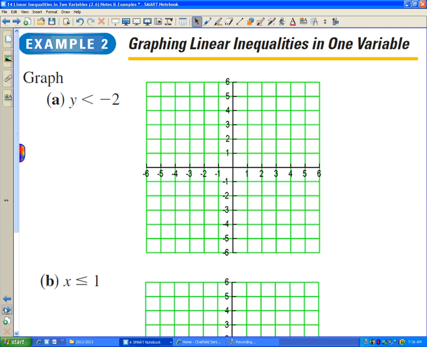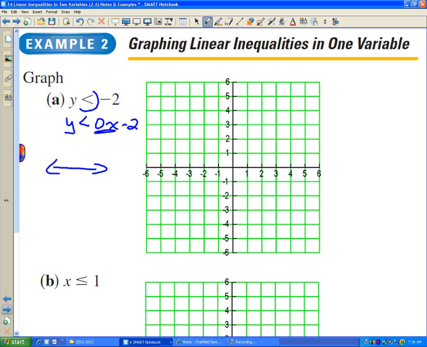Graphing linear inequalities in one variable. y is less than -2. Whoa! Well, I have an XY coordinate plane. What does this mean? Remember, when I have y is less than -2, this is really y is less than 0x minus 2. I have a slope of 0. This is a horizontal line at y equals -2.